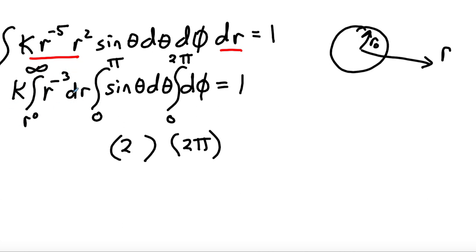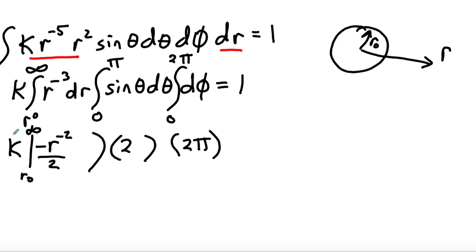And then over here, doing this integral, this one we'll do a little slower. Got our k, we've got r to the minus 3. So we know we've got to increase the value of the exponent by 1, and then divide by this value. So we're dividing by negative 2. And that's going from r0 to infinity.